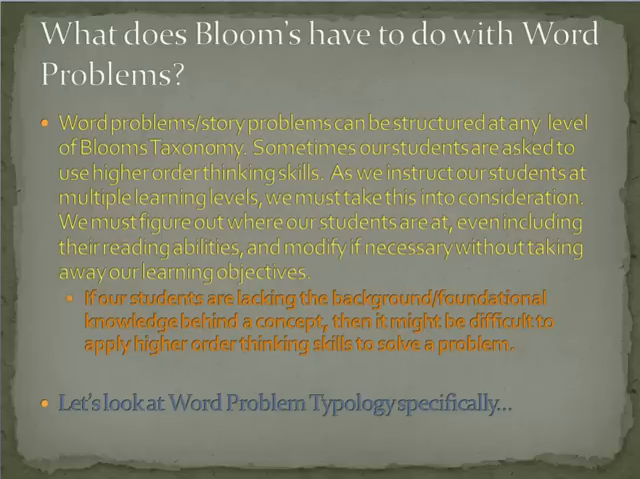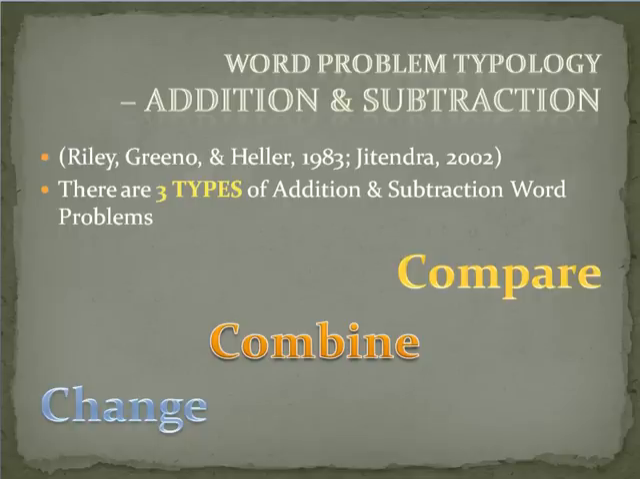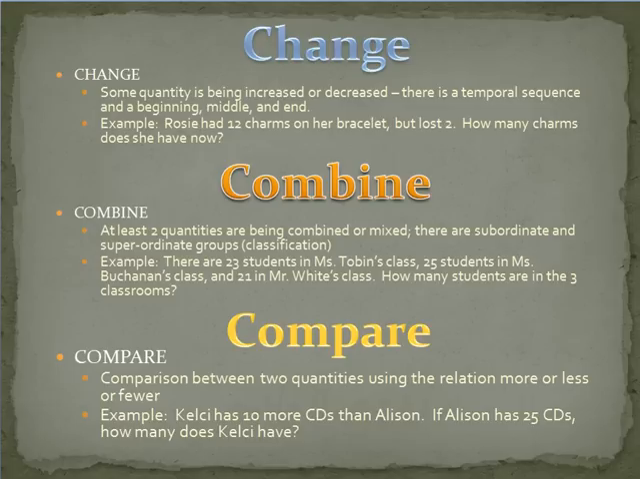So let's go ahead and take a look at word problem typology just to get an idea of what this looks like. I'm going to go over 4 different types: addition, subtraction, multiplication, and division. I did include algebra, but we're not going to go that much in depth on this. I'm going to give you just the knowledge that you need to move forward. There are 3 types of addition and subtraction word problems: change, combine, compare. So let's take a look at those.